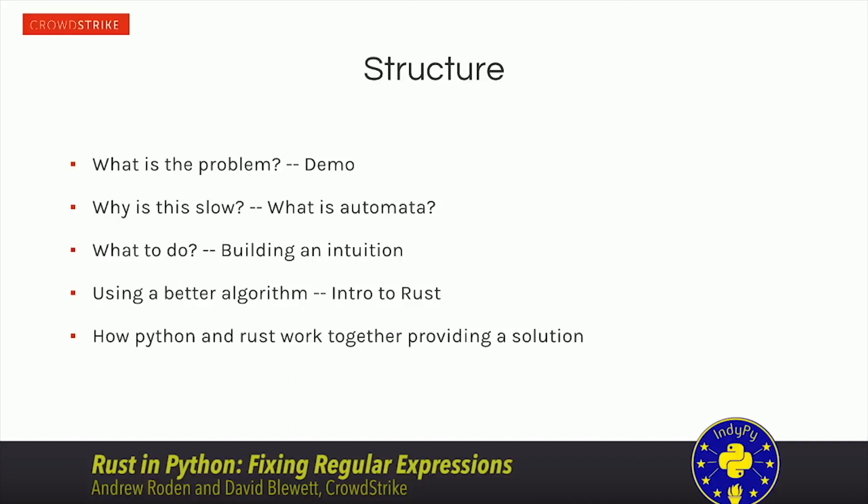So the structure of this talk is I'm going to be talking about three things before I introduce David to present our solution to what you need to know. The three sections I'm going to be talking about are: first, what is the problem with regular expressions? Second, why is it slow in Python? And third, what do we do about it? How can you identify what regular expressions will be slow in Python, what solutions can you have to them, and why they're slow? And then we'll finally go into a brief intro to Rust and using its algorithms to do this better.